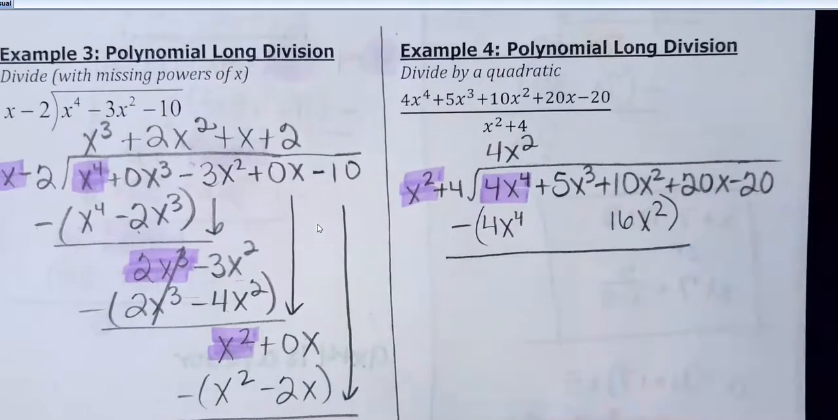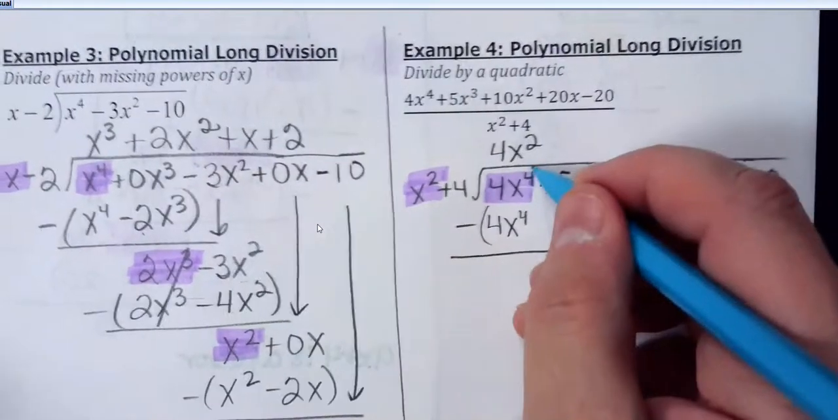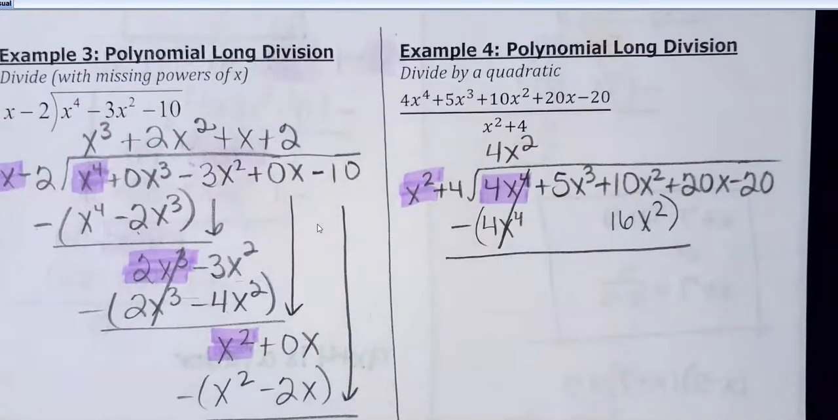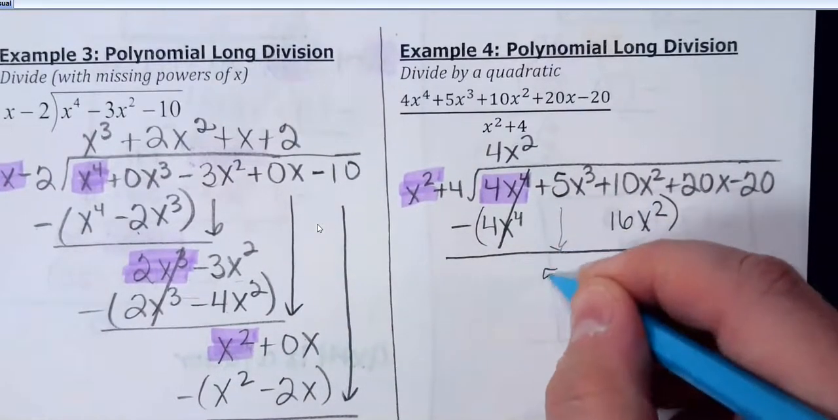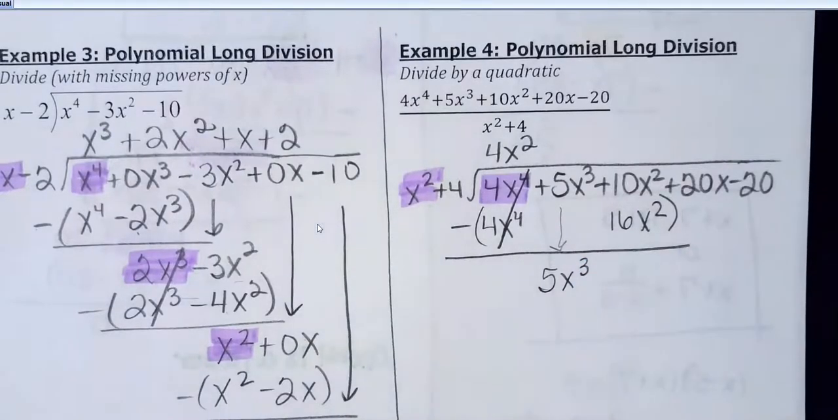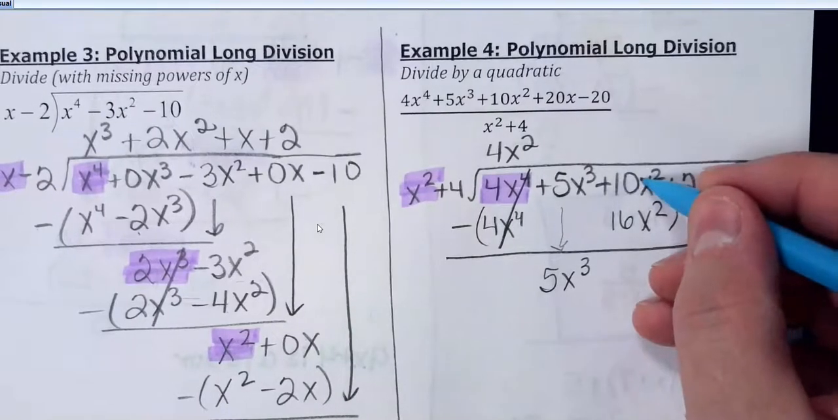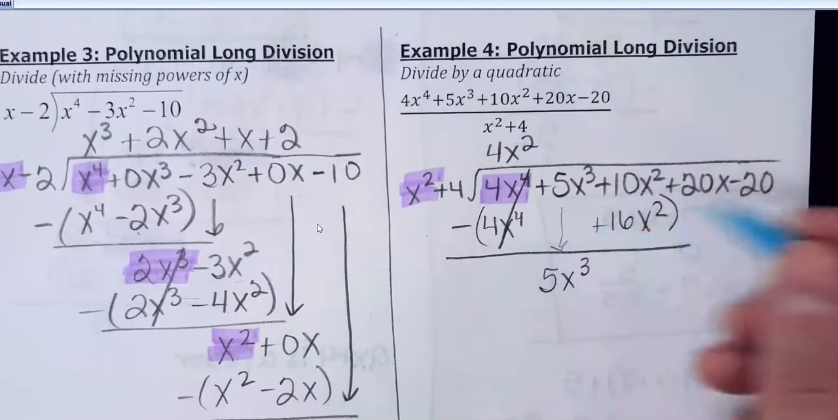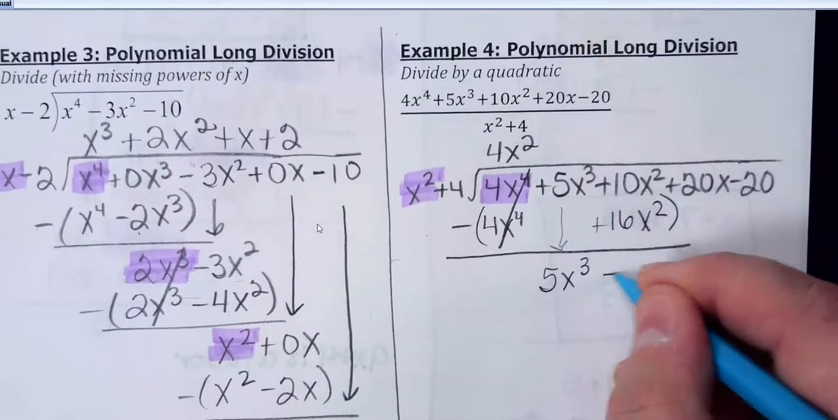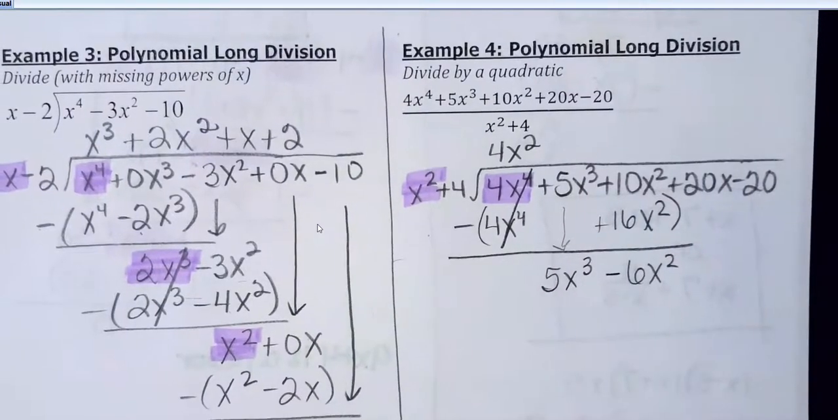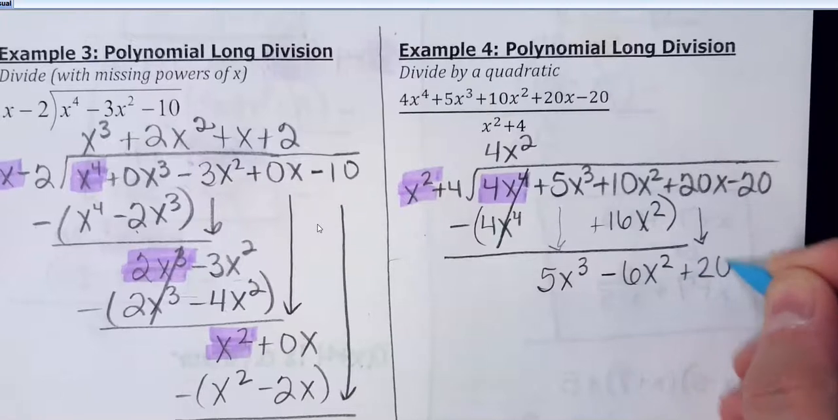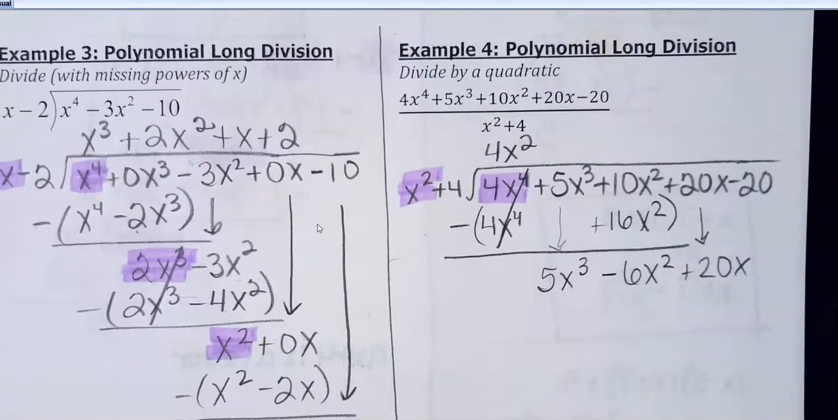Okay, now when I do my subtraction, 4x to the 4th minus 4x to the 4th, gone. I have this 5x cubed and nothing to subtract from it, so it'd be like minus 0, so I'm just going to bring it down to the next line. And then 10x squared minus 16x squared, because this would just be positive. So it's 10 minus 16. This would be minus 6x squared. And then I'm going to bring down the next term, which is the plus 20x.